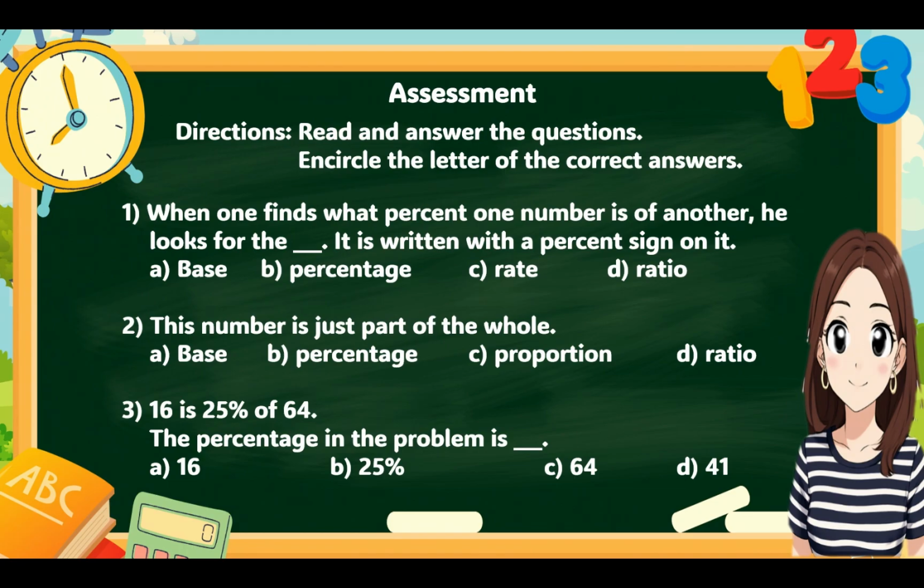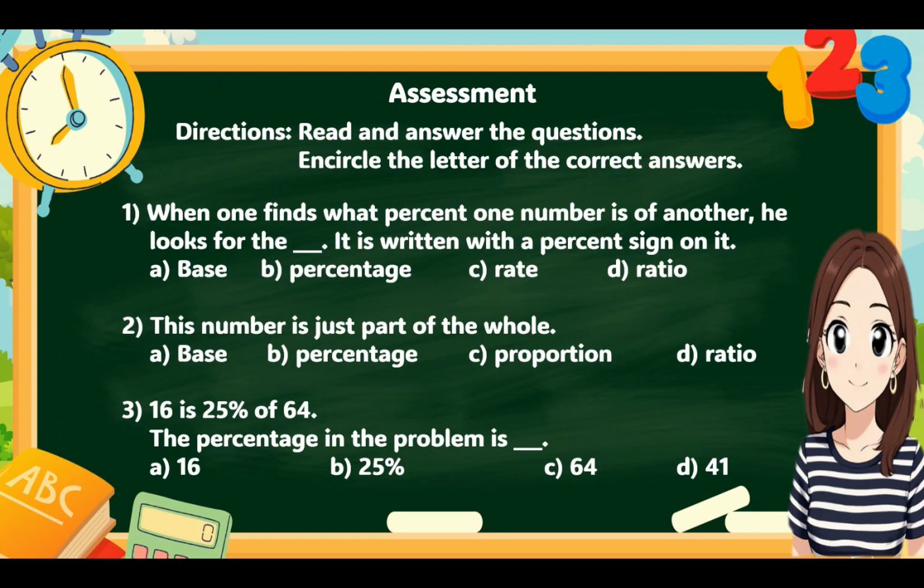Assessment. Directions. Read and answer the questions. Encircle the letter of the correct answers. Number 1. When one finds what percent one number is of another, he looks for the blank. It is written with a percent sign on it. Letter A, base. B, percentage. C, rate. D, ratio.